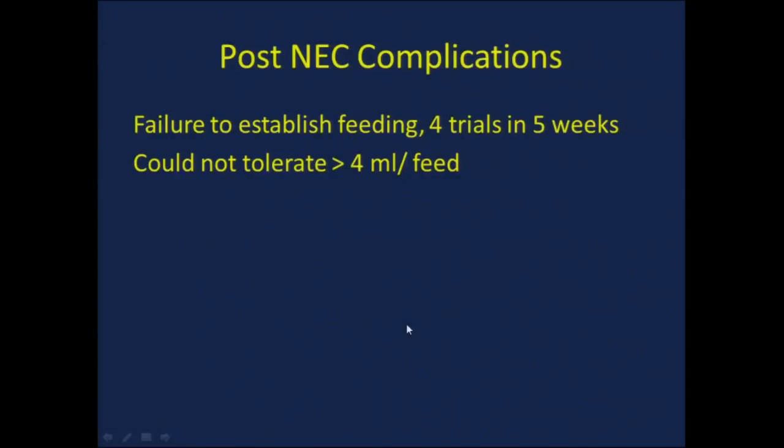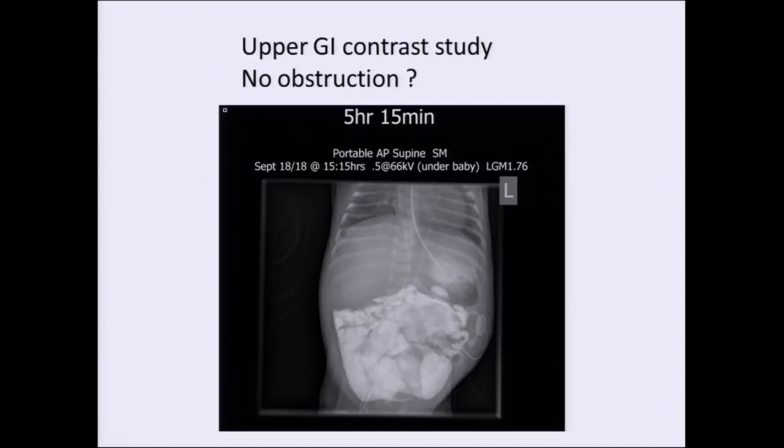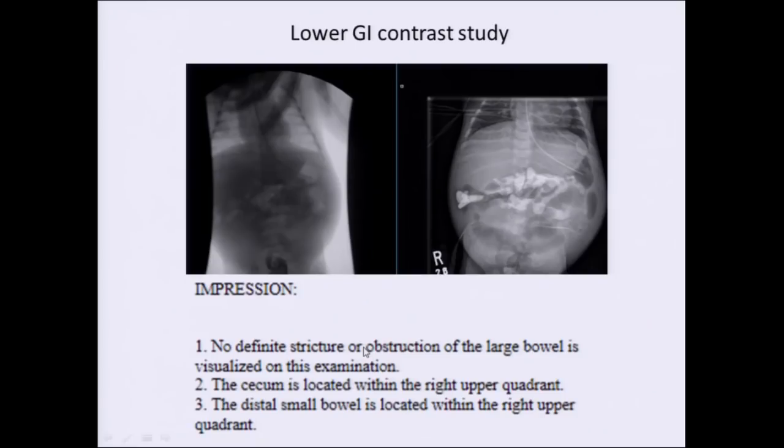So post-NEC complications, and then failure to establish feeding for four trials over 5 weeks. Started feeding, failure. Feeding failures continued on TPN for 5 weeks. The thought could be obstruction. So that's an upper GI study in this infant. It showed no obstruction. In 5 hours, everything passed down to the colon. Apart from dilated loops, there is nothing. Another lower GI study after another failure of feeding was reported as normal, there's nothing. So we consider the GI contrast study as a gold standard and it should still be respected as a gold standard. But for any modality, there are limitations that we have to keep in mind.